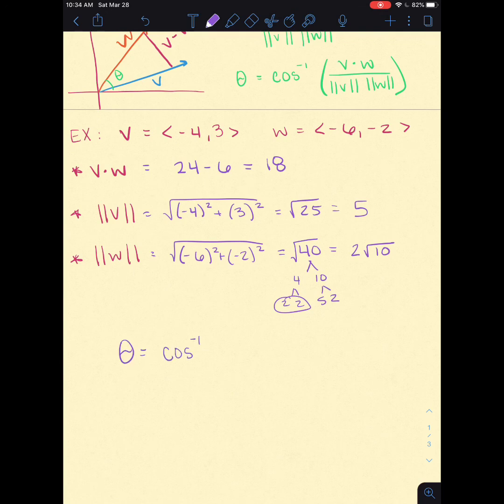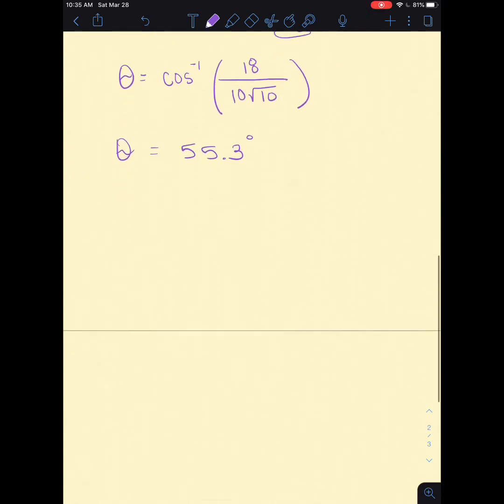So we have cosine inverse of our dot product, which is 18 all over 5 times 2 square roots of 10, which is 10 square roots of 10. You can go ahead and plug that into your calculator, ensure that you're in degree mode, and you should end up with 55.3 degrees.